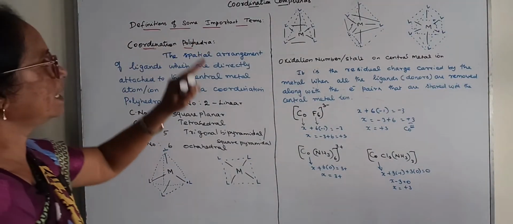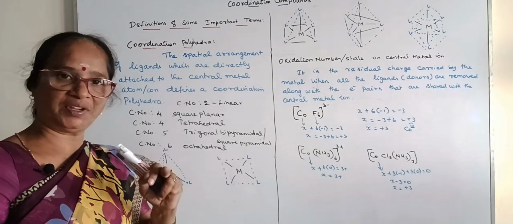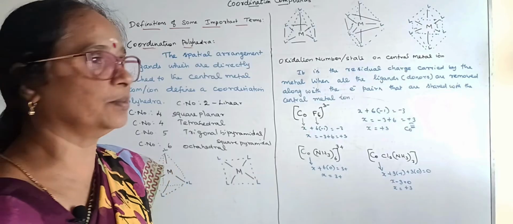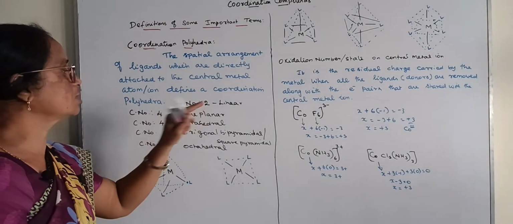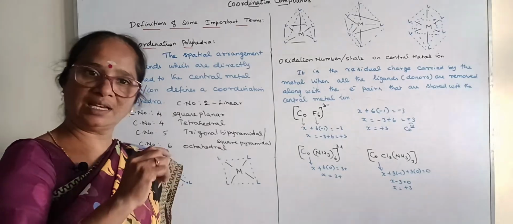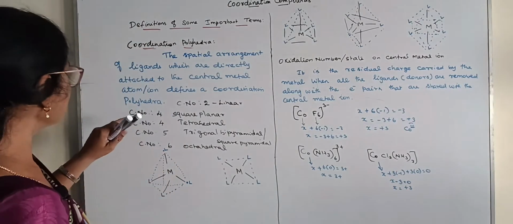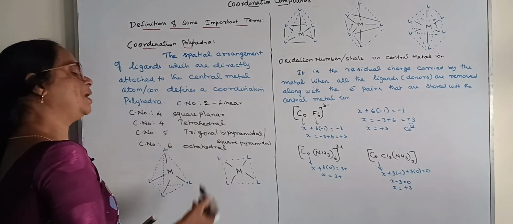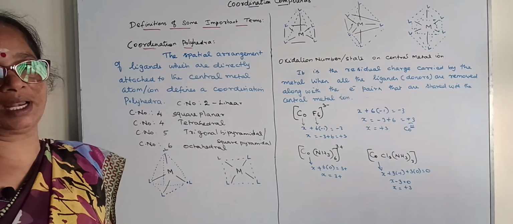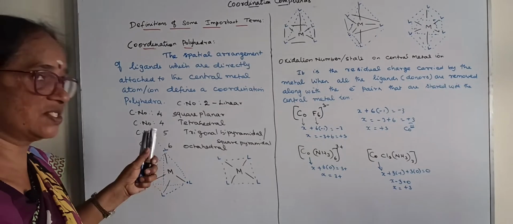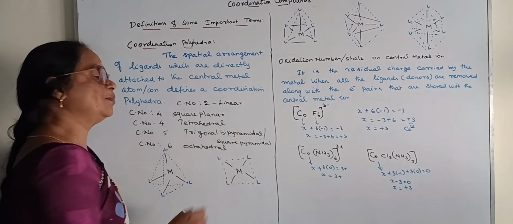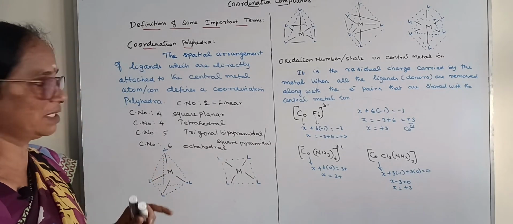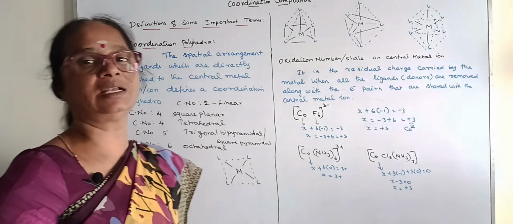So the polyhedra depends totally upon the number of donor atoms around the central metal atom or ion, that is, the coordination number. If the coordination number is 2, then it has only linear geometry. If the coordination number is 4, it may have either square planar or tetrahedral geometry. If the coordination number is 5, it may have trigonal bipyramidal or square pyramidal geometry. If the coordination number is 6, it will be octahedral geometry.